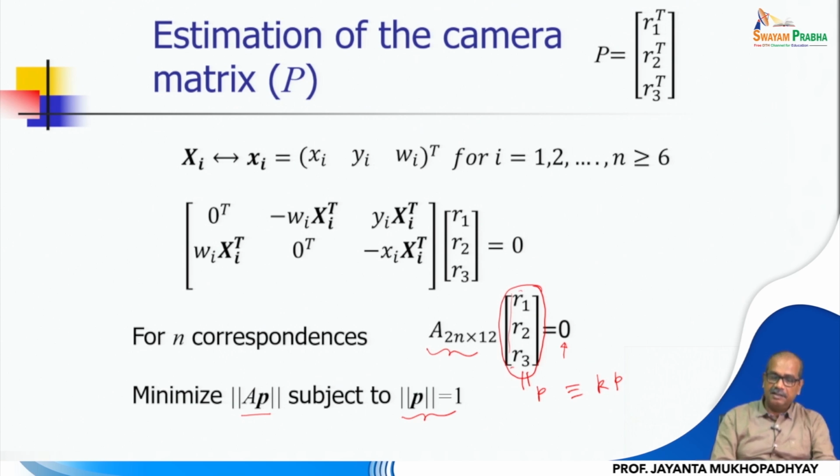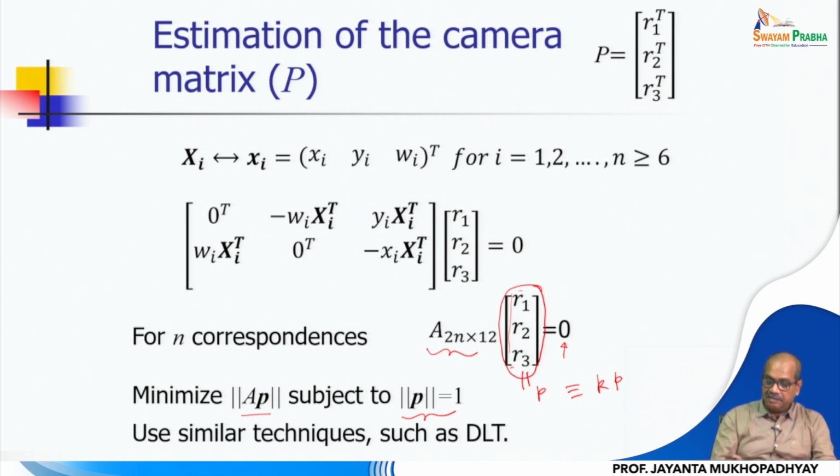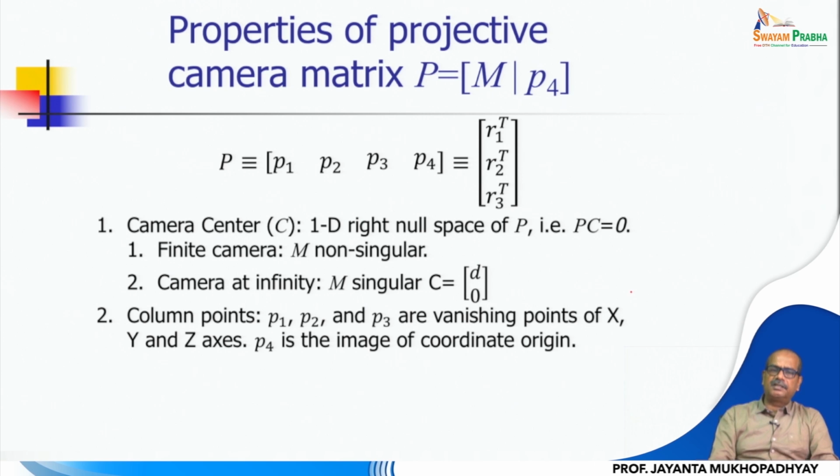We have already discussed how to solve it. Using the direct linear technique, you use the A transpose A matrix, solve for eigenvalues and eigenvectors. It is the eigenvector for the smallest eigenvalue that gives you the solution. So, that was about this technique of estimation. There could be various other techniques; I have just discussed only one algebraic method in this case.